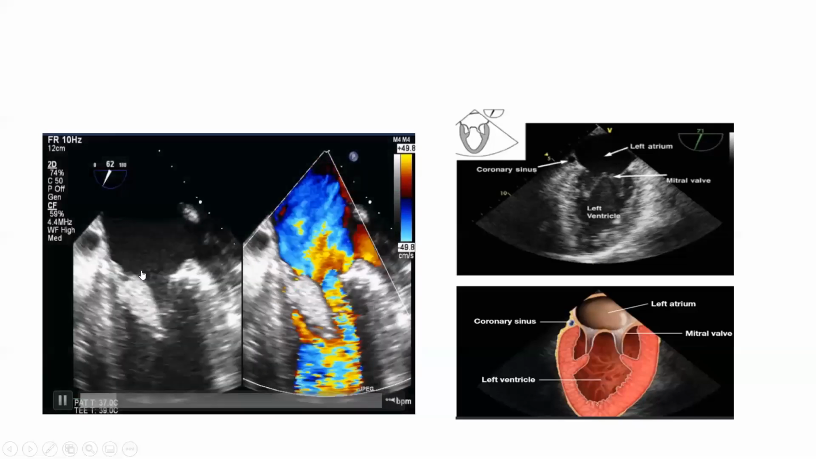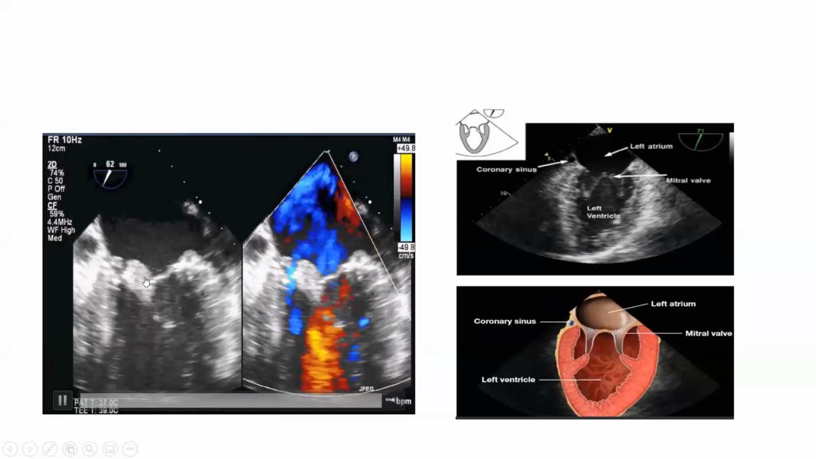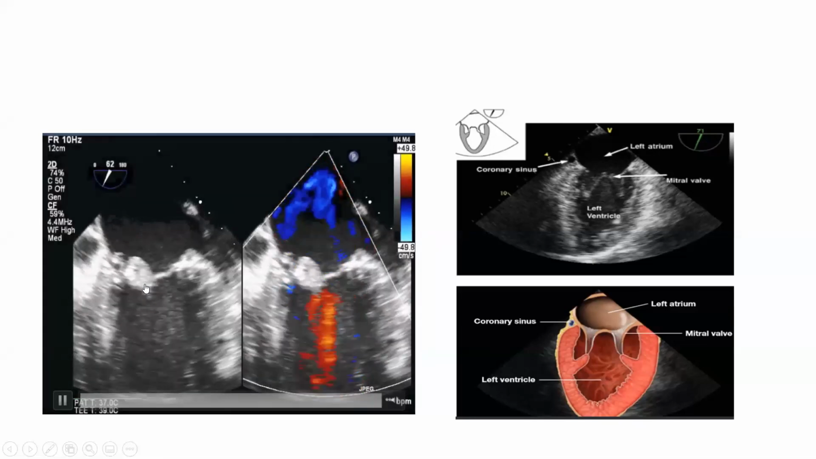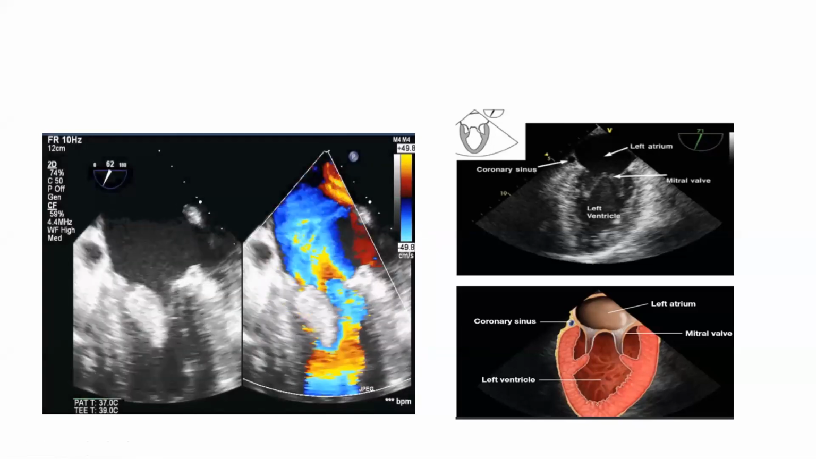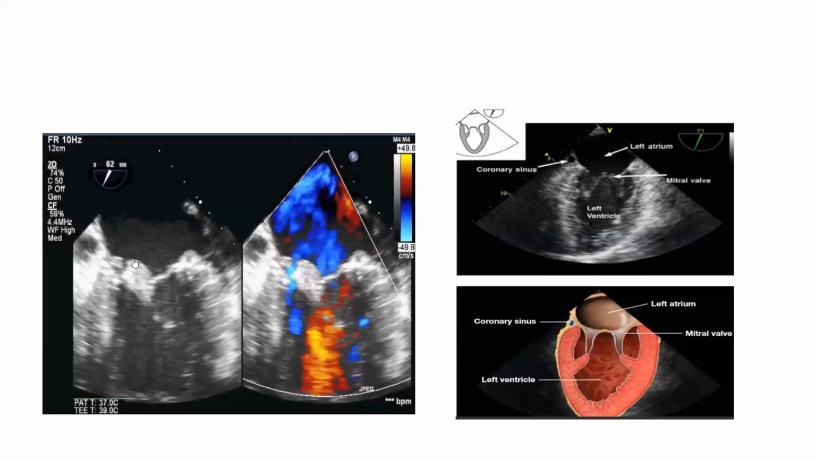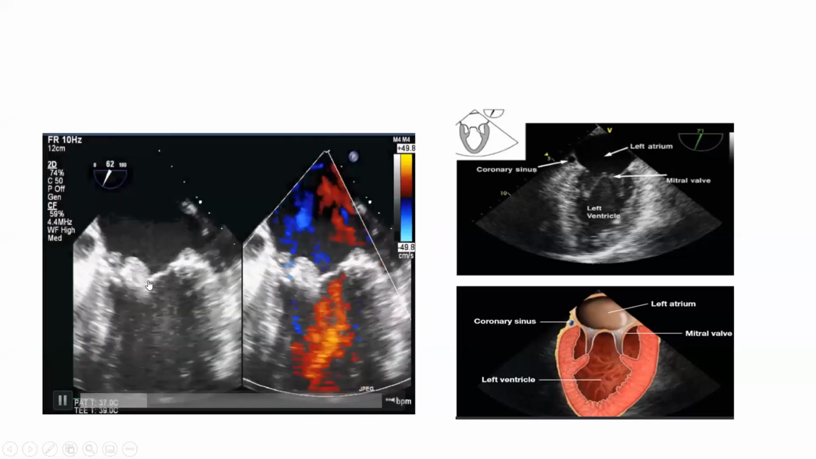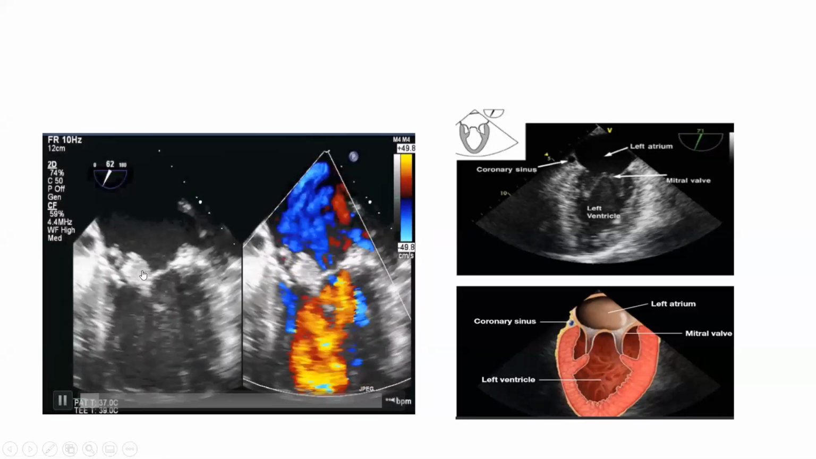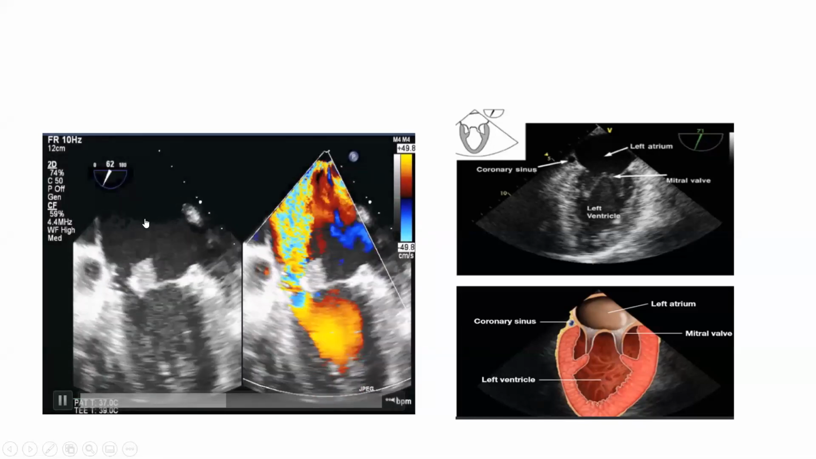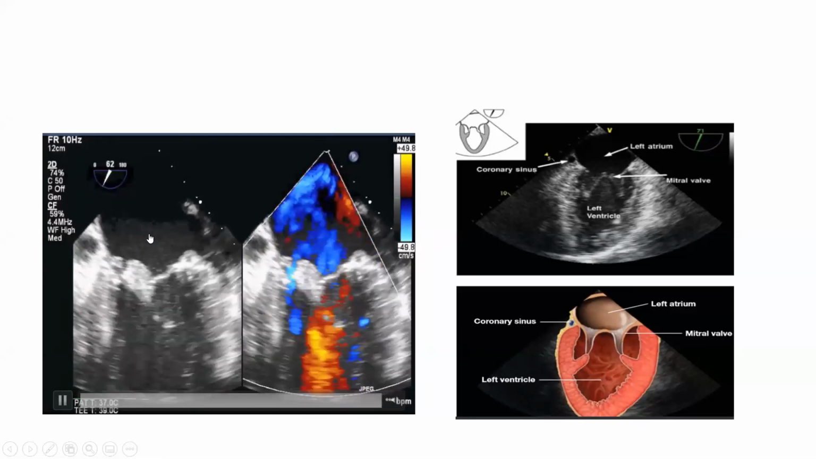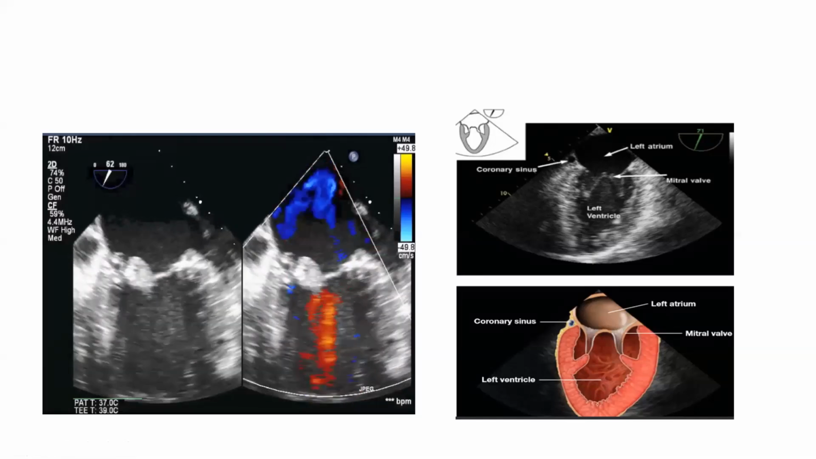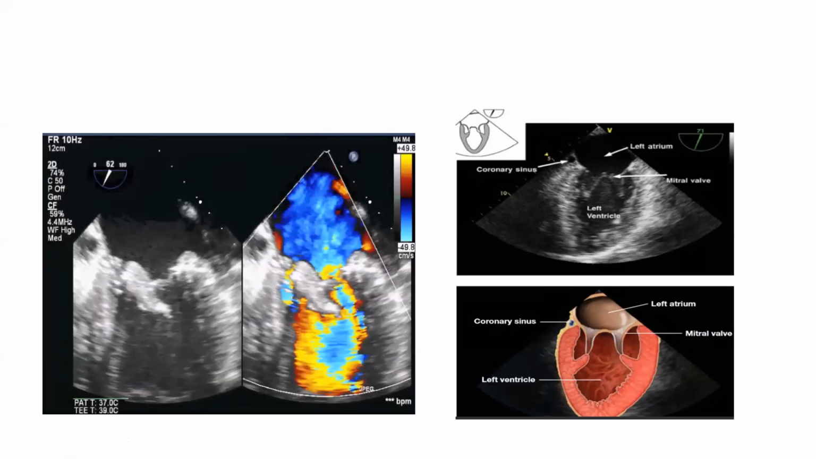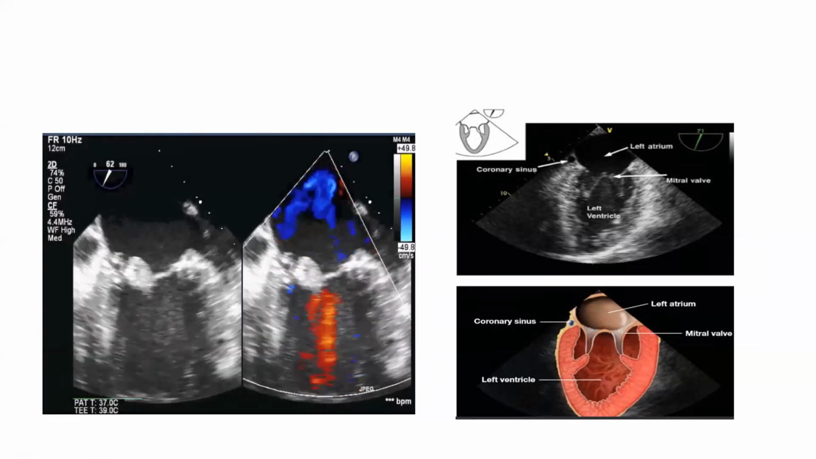So what do you think this mass is? Is it vegetation or thrombus? And how do you differentiate? Vegetation is close to the LA side. Yes, it is vegetation, because it is lobulated, it is amorphous, it is not smooth. It is on the atrial side, and there is associated mitral regurgitation. So if you find it like this, it will tell you that it is likely vegetation.